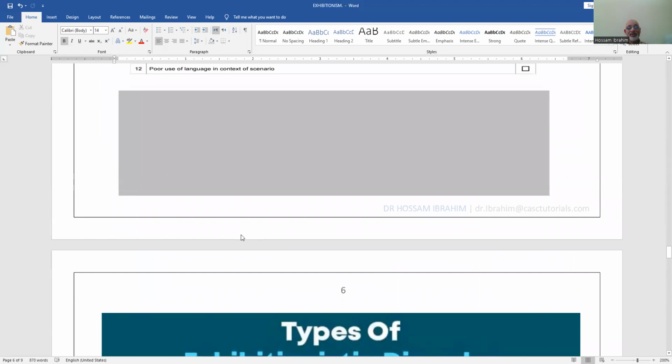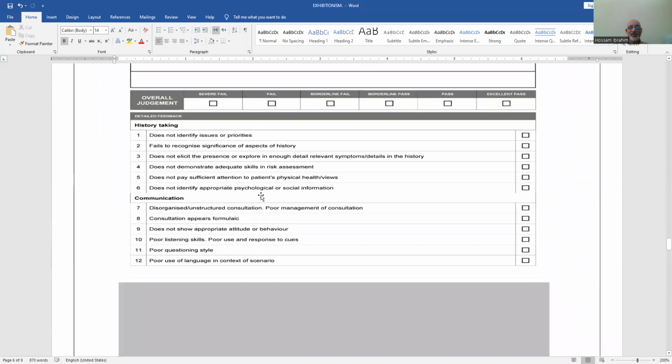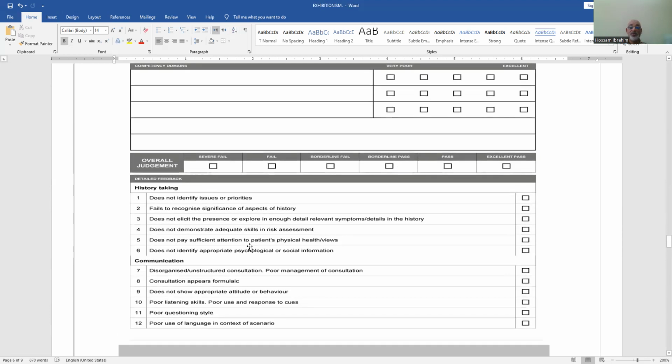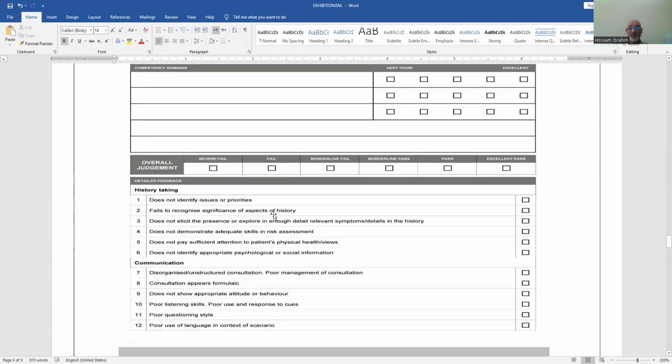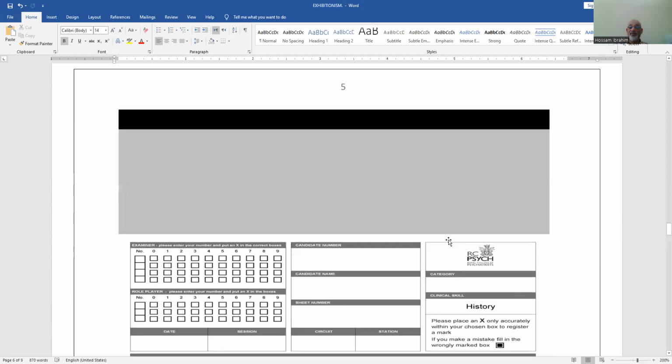I hope that you found this material helpful. If you want more details about this mark sheet, you can go to the erotomania station. There is some explanation about this mark sheet, which is the most important point. This is the most important thing in all the preparation. Make sure that you cover most of the boxes in your performance. I hope that you find it helpful.